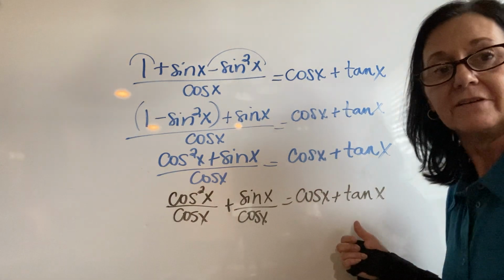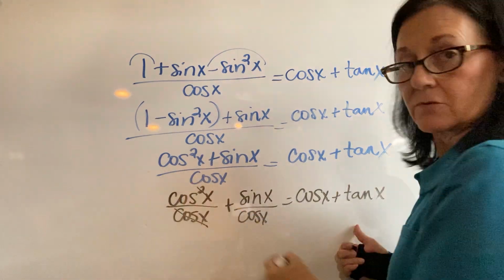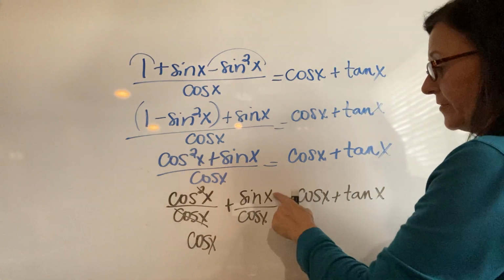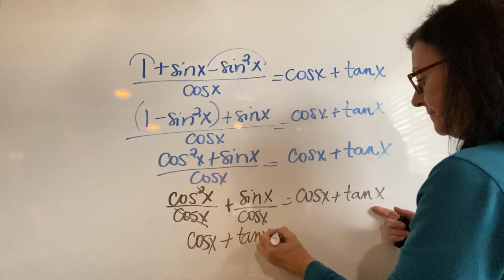I didn't even touch this right-hand side. This one cancels out. We're just left with the cosine of x. The sine over the cosine is the tangent of x.